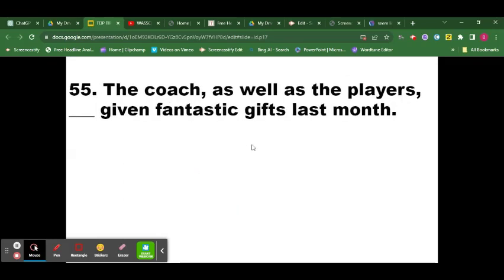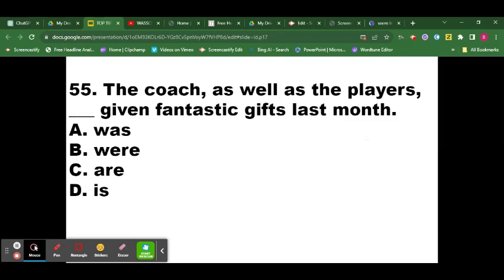55. The coach as well as the players dash giving fantastic gifts last month. A, was. B, were. C, are. And D, is. Now here we are looking at the rule of concord. Normally, if a subject is singular, we use a singular verb. And if the subject is plural, then we use the plural form of the verb. That is normally the first rule of concord.